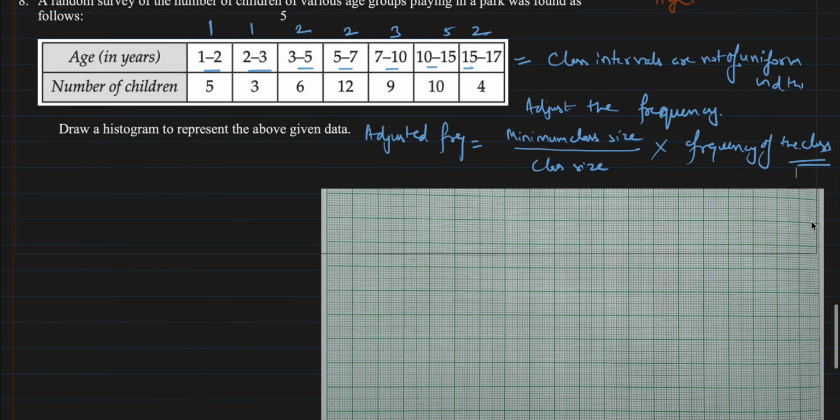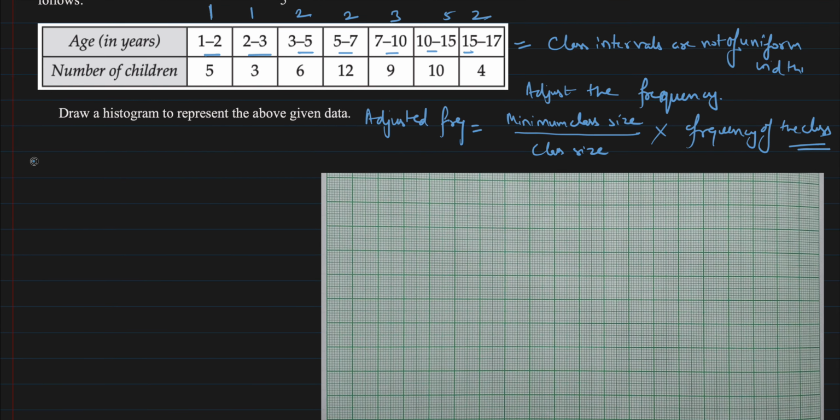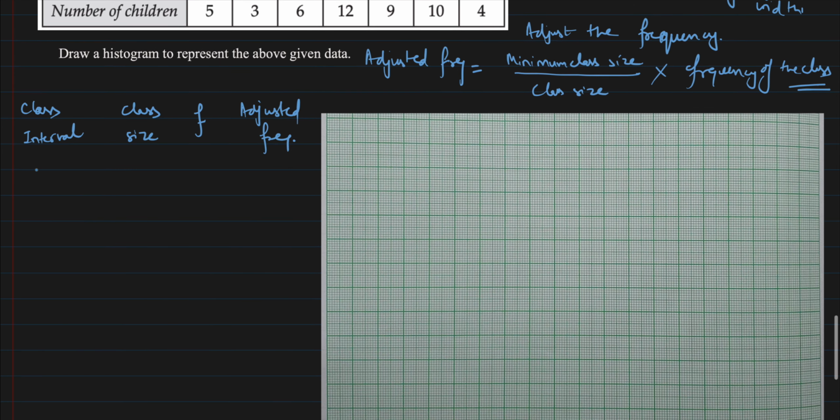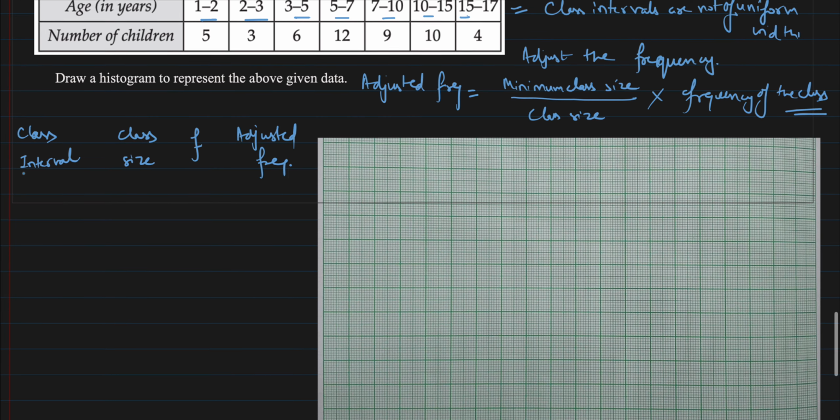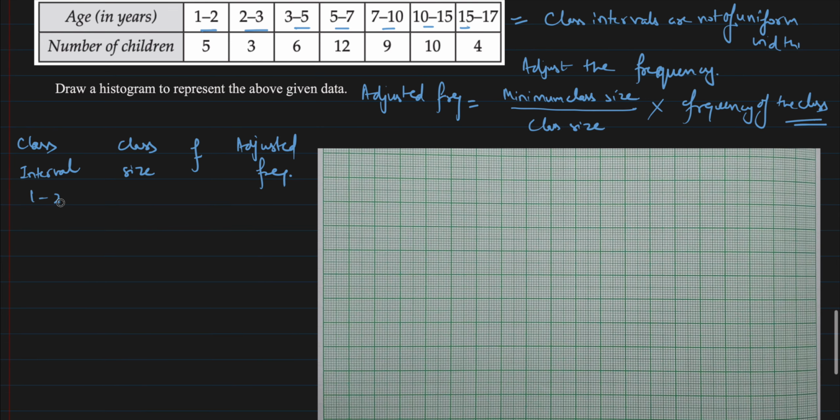So again you have to draw the table. One more table to be drawn here. So what do we have? We have the class interval, we have the class size, we have the frequency and adjusted frequency. So let's keep on writing everything. Class interval 1 to 2, class size 1, upper minus lower, frequency 5.